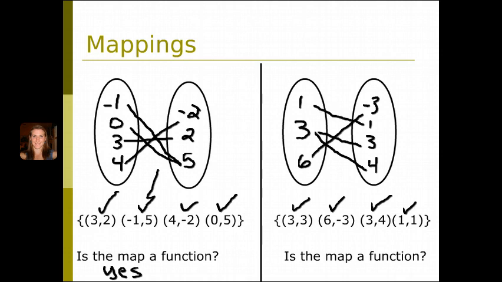All right, so is this map a function? If you notice, in our x values, our number 3 has 2 lines coming off of it, meaning that it's been used twice. Therefore, our x value is repeating. If our x value repeats, it is not a function.